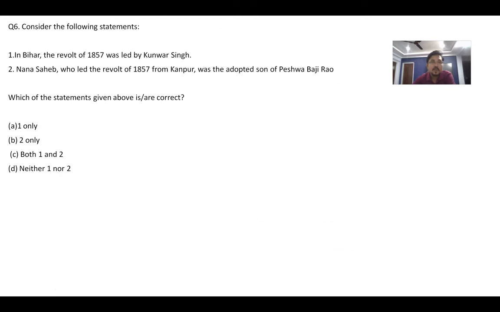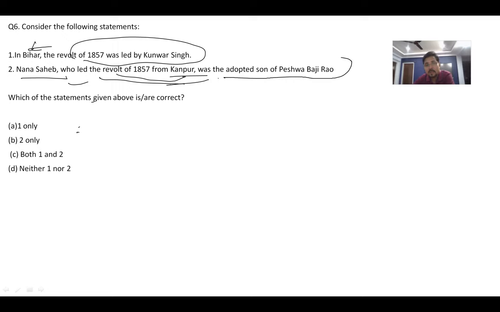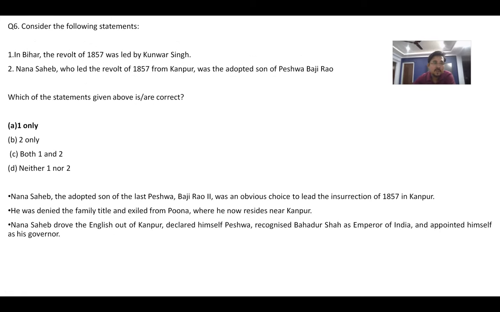Next, consider the following statements. The revolt of 1857 was led by Kunwar Singh in Bihar, and Nana Sahib led it in Kanpur. Nana Sahib, who led the revolt of 1857 from Kanpur, was the adopted son of Peshwa Bajirao. Which statement is correct: one only, two only, both, or neither? So here one only is correct.